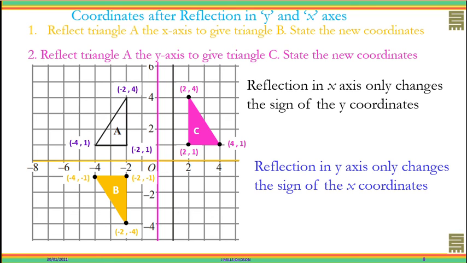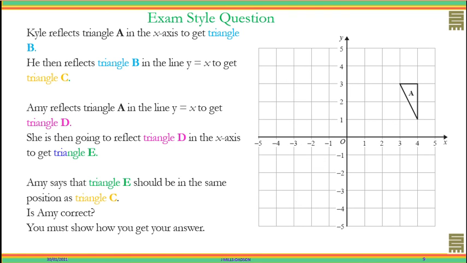Okay. Now, let's look at an exam style question. Here, two people did a reflection. So Kyle reflects triangle A in the x-axis to get triangle B. Then he reflects triangle B in the line y equals x to get triangle C. Then another person, Amy, takes the same triangle A and reflects it in the line y equals x to get triangle D. She then reflects triangle D in the x-axis to get triangle E. And Amy says that triangle E and C should be in the same position.